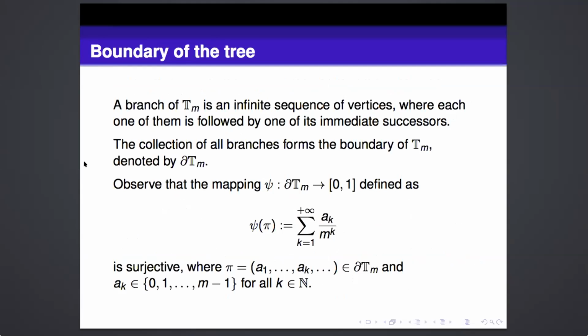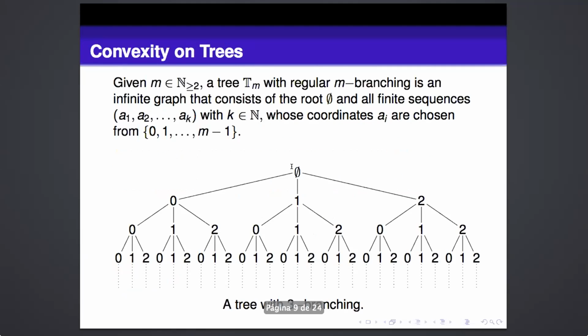Now I'm going to talk about the boundary of the tree because I want to do the same thing. I want to pose a boundary data, define convexity, and then look for the convex envelope. So what is the boundary of the tree? A branch of the tree is an infinite collection of nodes starting from the father of all the points. So this going down, going left, going right, and continue. An infinite collection of numbers 0, 1, and 2 is a branch of the tree.